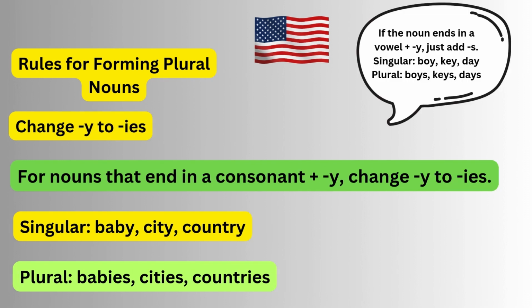Change y to ies. For nouns that end in a consonant plus y, change y to ies. Singular: baby, city, country. Plural: babies, cities, countries. If the noun ends in a vowel plus y, just add s. Singular: boy, key, day. Plural: boys, keys, days.